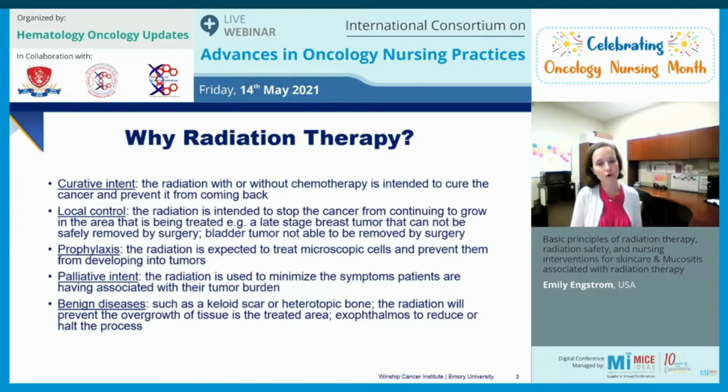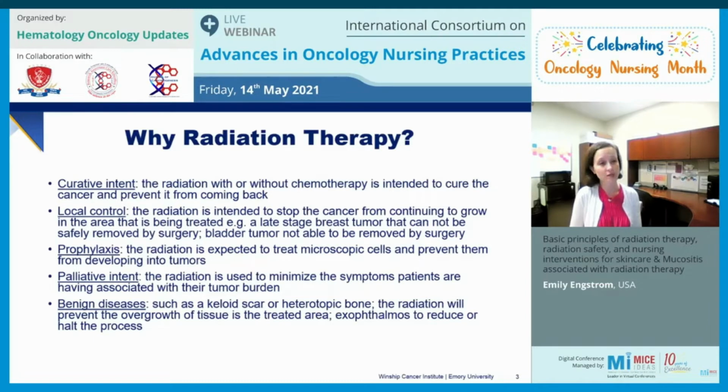We have local control, which is when the radiation is intended to just stop the cancer from growing, such as in a late stage breast tumor that can't safely be removed by surgery, or in a bladder tumor that's not able to be removed by surgery. Also, sometimes we have head and neck cancers, such as those that are near the larynx, when we don't want to do a laryngectomy, and we may just treat that with radiation to provide local control depending on the patient's status and situation.